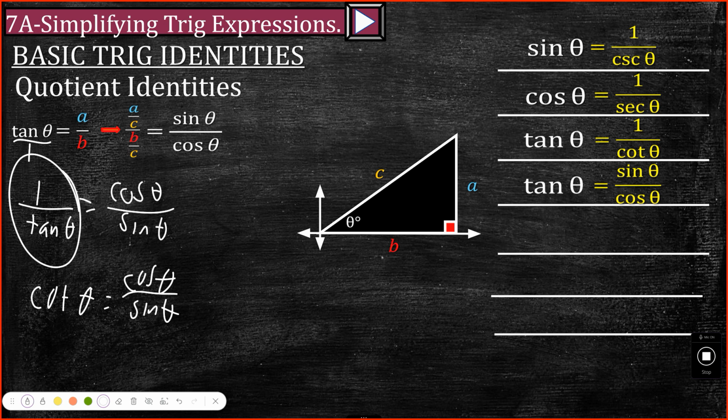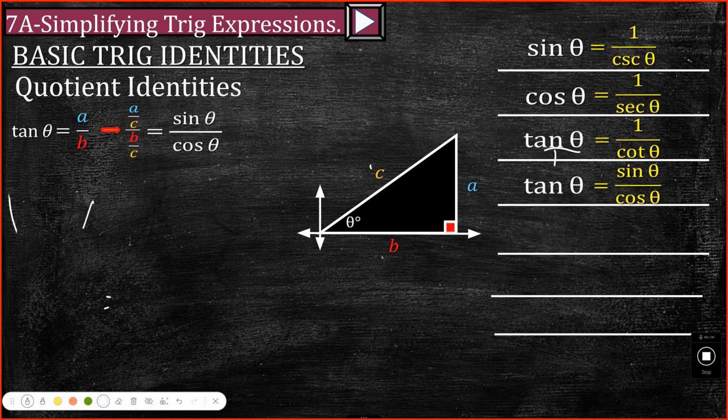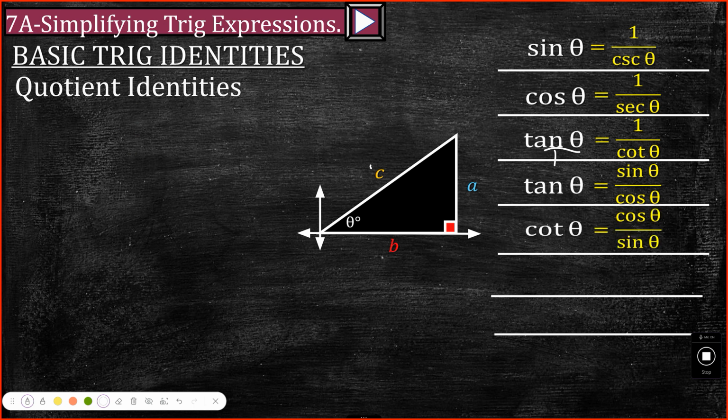If I go here and I flip it, you see it? If I flip this, that would be 1 over tangent theta equals cotangent theta. Okay, cotangent theta is equal to cosine theta over sine theta.